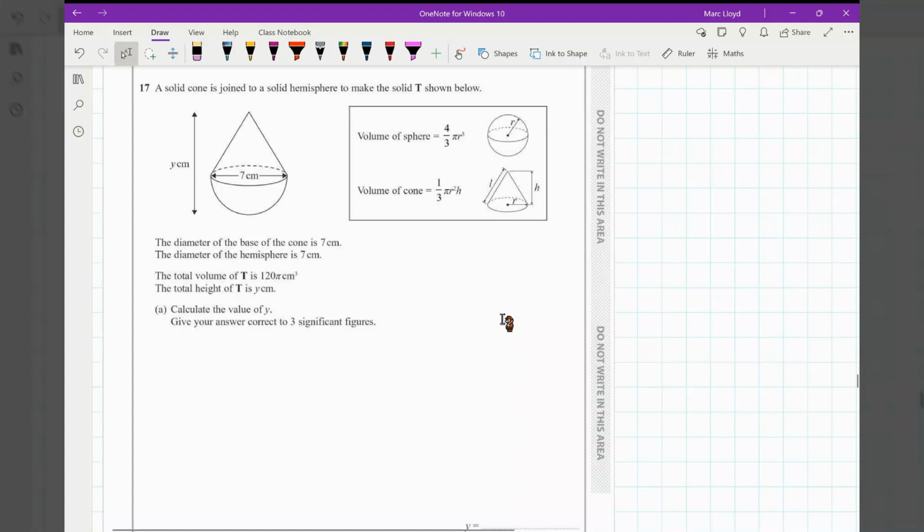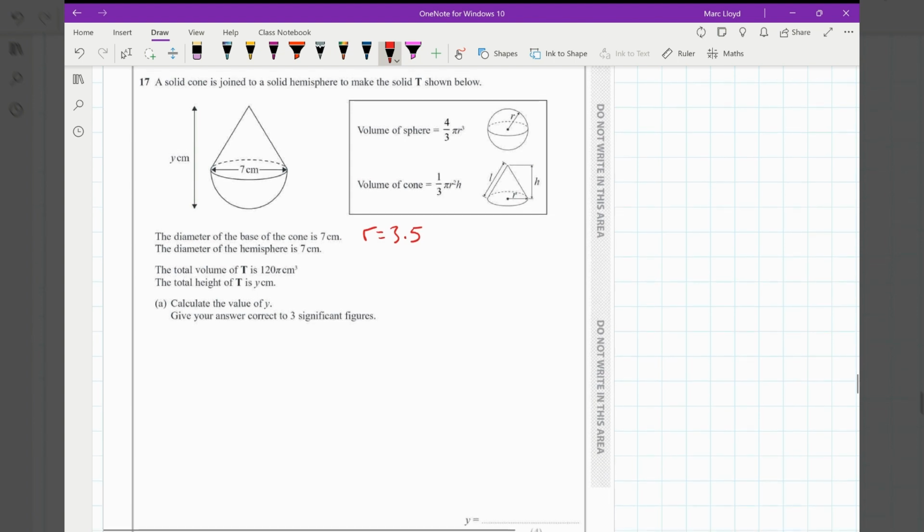Question 17, and this one looks nasty, but I'm ever so sure it's going to be fine. A solid cone is joined to a solid hemisphere to make the solid T shown below. We've got the diameter of the base of the cone and the hemisphere is 7, which means that it's got a radius of 3.5 because that's half the diameter. The total volume of T is 120 pi, so we're going to keep things in terms of pi, which is useful. So we've got to calculate the height of it.